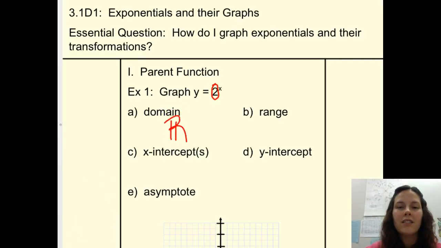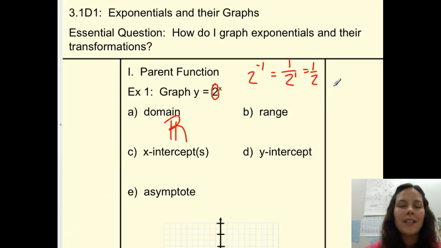For the range, we ask ourselves, what numbers do we get out of an exponential function? Well, when we raise 2 to the 0 power, we get 1. 2 to the first power is 2. 2 squared is 4, so we're getting positive numbers. What happens when we raise 2 to a negative number? So let's think about that. If we have 2 to the negative 1 power, remember, a negative exponent means you flip it to the denominator and the power becomes positive, so we get 1/2.